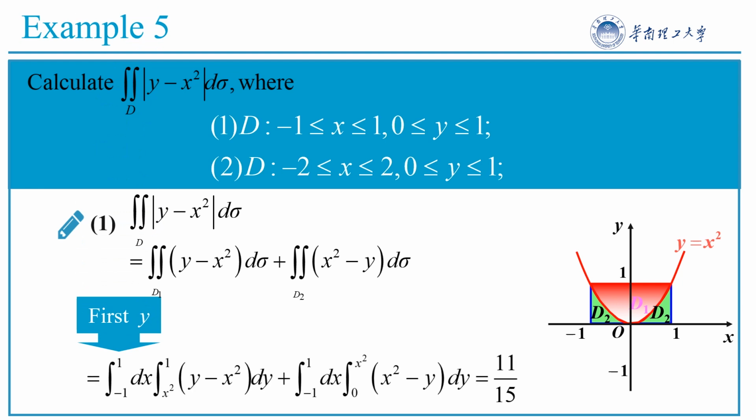That is, first integrate with respect to y. As to the first integral, y is from x squared to 1, x is from negative 1 to 1. As to the second integral, y is from 0 to x squared, x is from negative 1 to 1. The final result is 11 over 15.